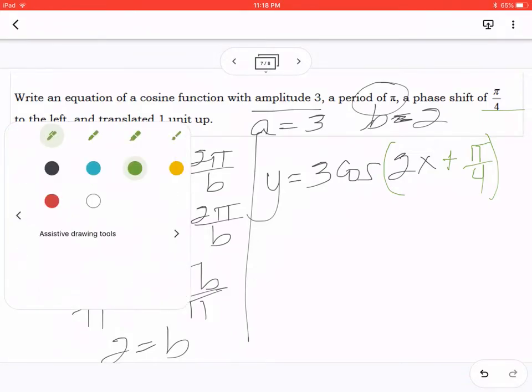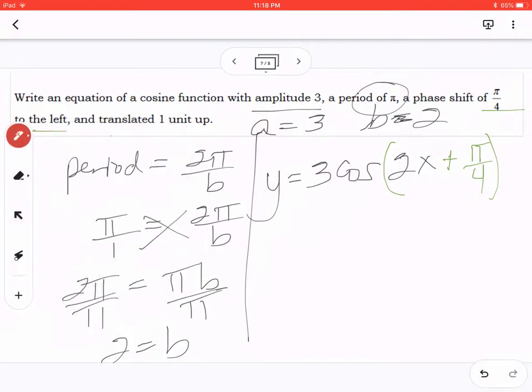And then additionally, we're told that there's another translation, a vertical translation of 1 unit up, so at the end we're going to put the plus 1. This entire equation is what you're asked to give.